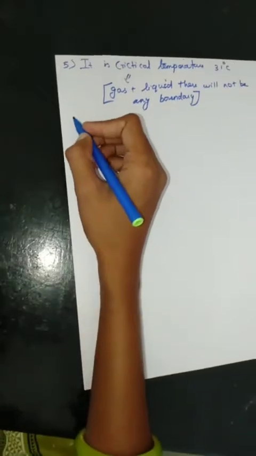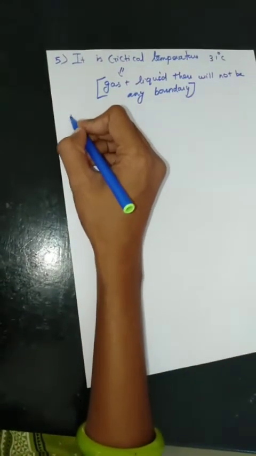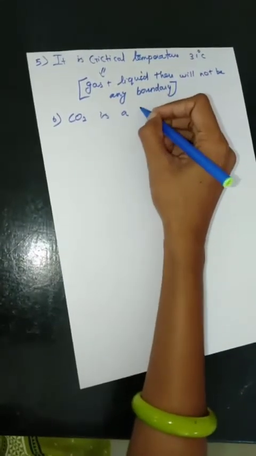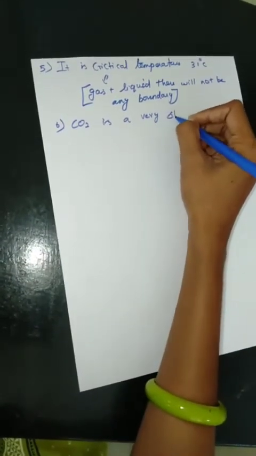And இன்னொரு main point வந்து என்னன்னா, carbon dioxide is a very stable compound. We know that carbon dioxide is a very much stable compound.